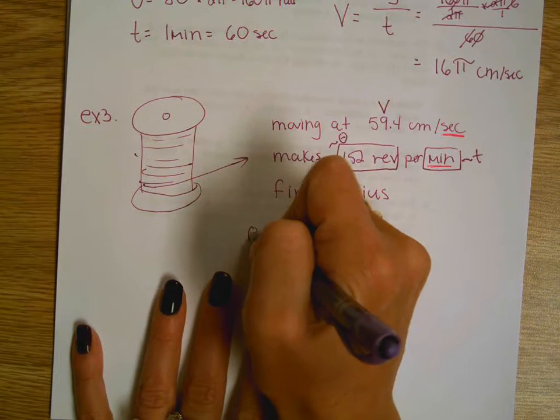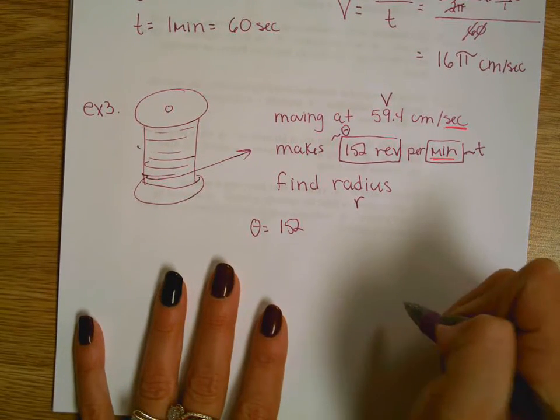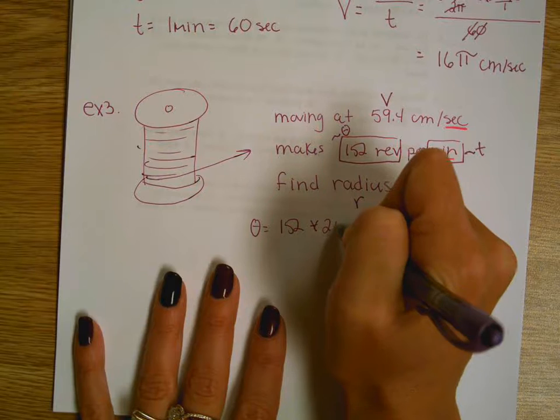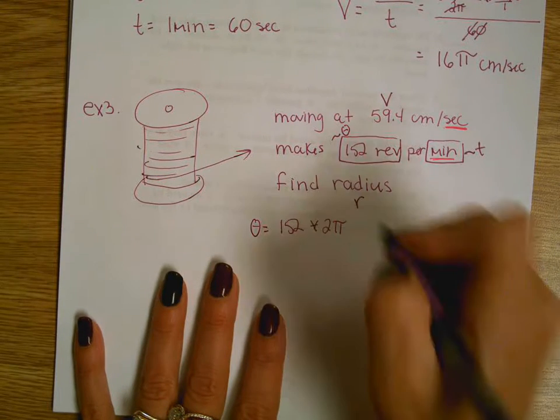So theta, 152 revolutions. Every revolution it passes through 2 pi radians. Every time it turns 360 degrees, 2 pi radians.